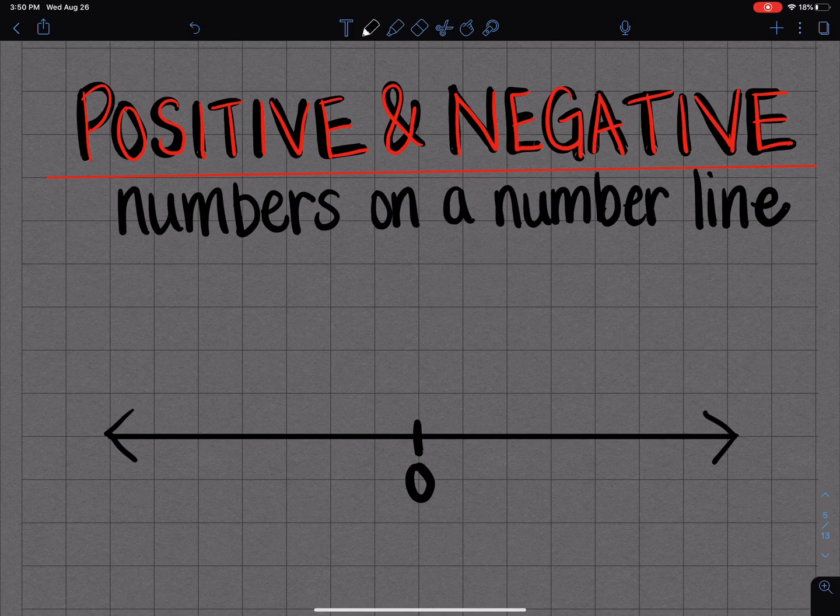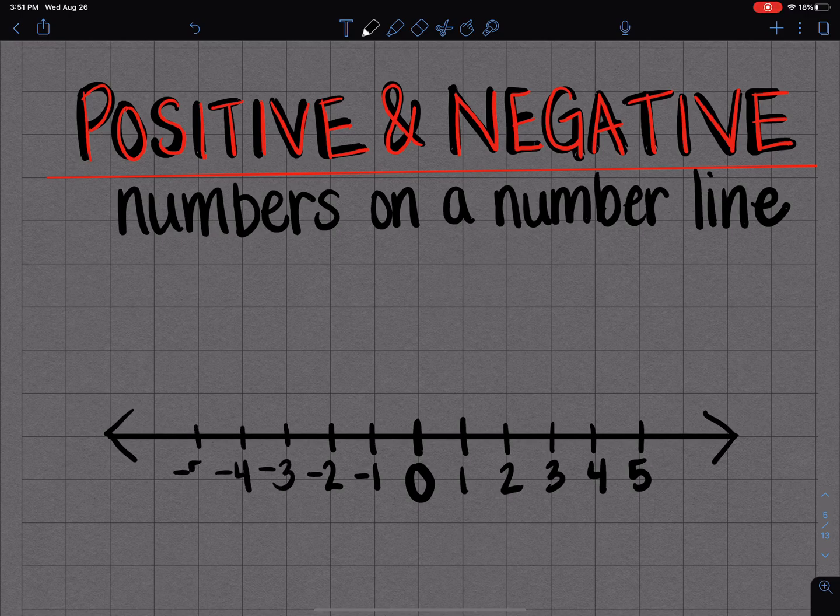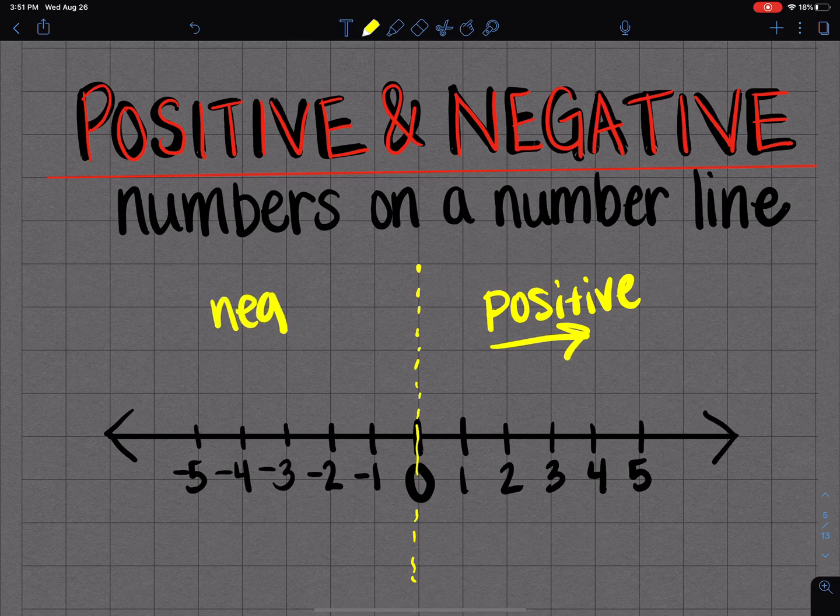So obviously, if you start here in the middle at 0, you can count to the right from there and go 1, 2, 3, 4, 5. And those are all positive numbers. If you go to the left of 0, you get -1, -2, -3, -4, -5. Okay, so a couple things to point out here. This is the line at 0 that divides positive numbers to the right of 0 and negative numbers to the left of 0.